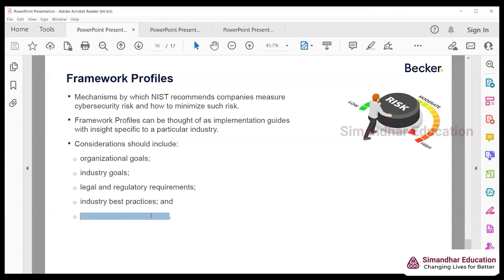What does this mean, risk management priorities? Whenever we identify and analyze the risk, after that we need to rank them. It cannot be that everything is at the same level.